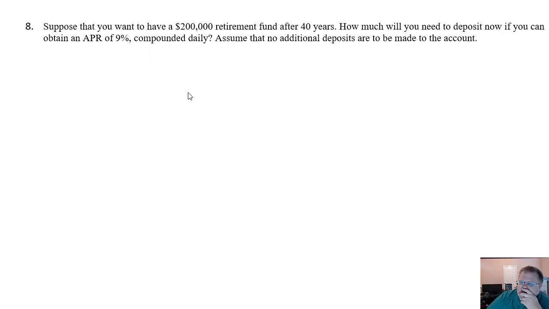All right, number 8, suppose you want a $200,000 retirement after, oh, wait a second. This is the finance spreadsheet. So I'm going to go grab that real quick, and then we can decide what we want to do with the spreadsheet. But I am reminded that we need that.